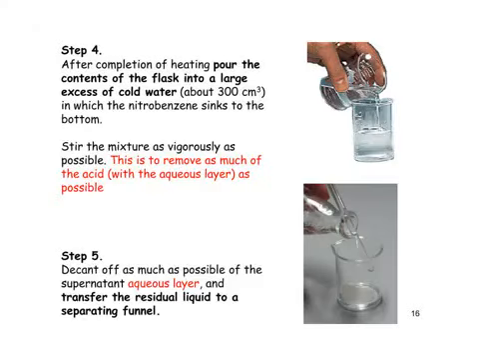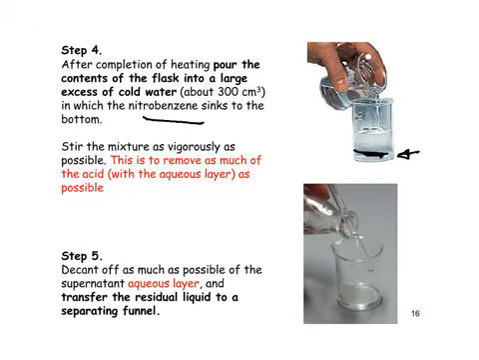Step 4, after then completion of heating, you pour the contents of the flask into a large excess of cold water. In the case of the methyl benzoate, we use crushed ice. And it says when you do this, the nitrobenzene will sink to the bottom of the beaker. So the nitrobenzene product will be down here. But it'll be there, of course, with concentrated sulfuric acid. Since it's the catalyst, it'll still be there.